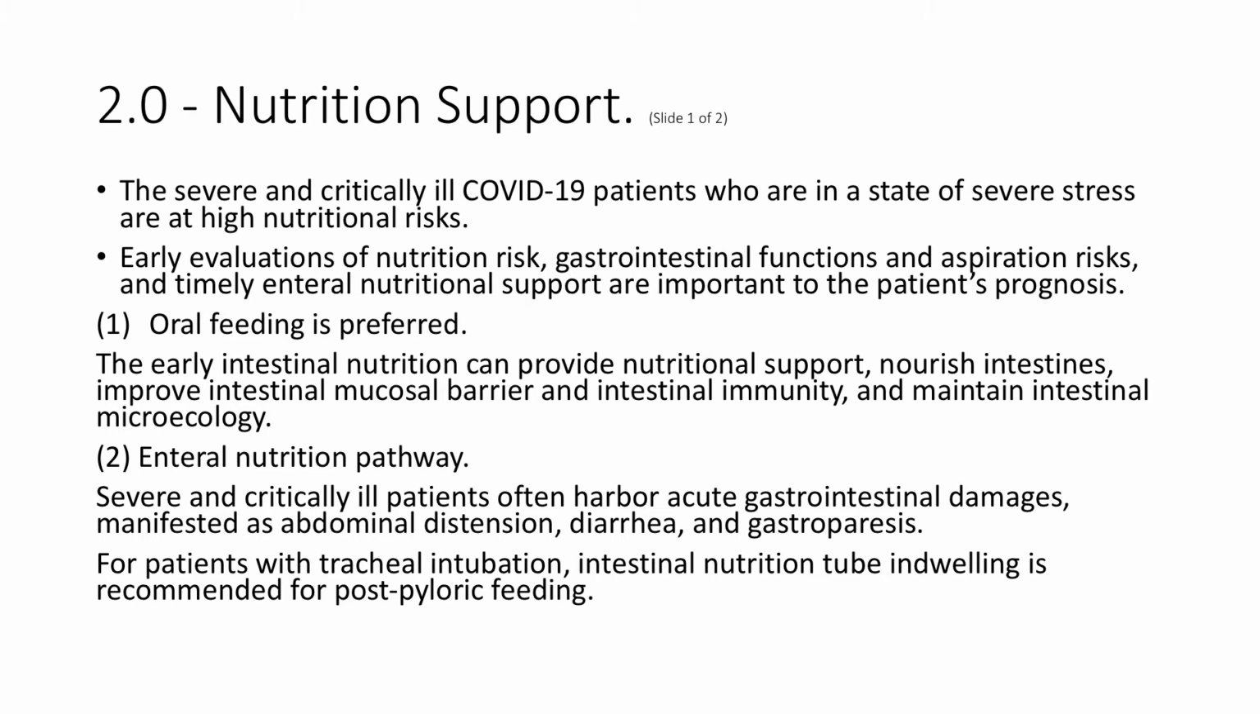2. Enteral nutrition pathway. Severe and critically ill patients often harbour acute gastrointestinal damages manifested as abdominal distension, diarrhea, and gastroparesis. For patients with tracheal intubation, intestinal nutrition tube indwelling is recommended for post-pyloric feeding.